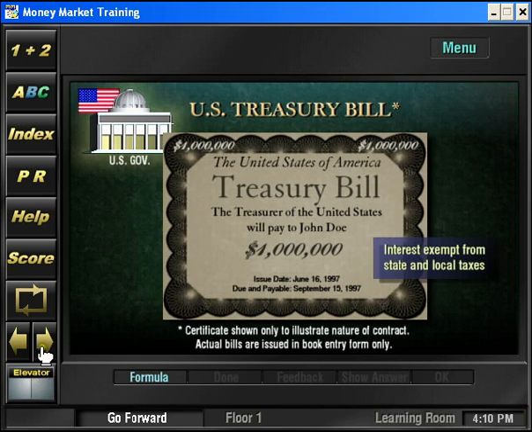Although Treasury bills were once issued as physical certificates, they are currently issued only in book entry form. Nevertheless, the contractual relationship is still the same as that reflected on this example.